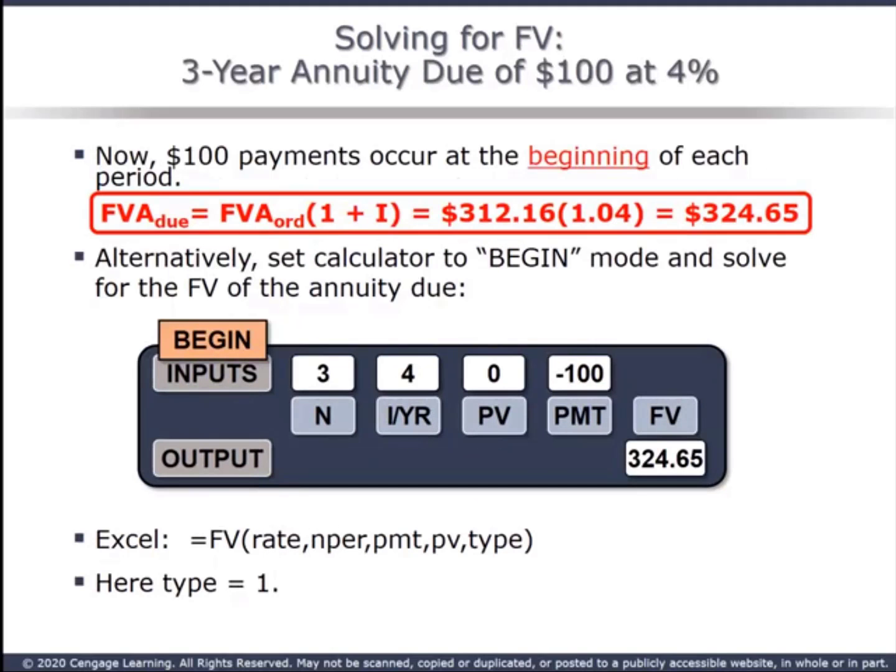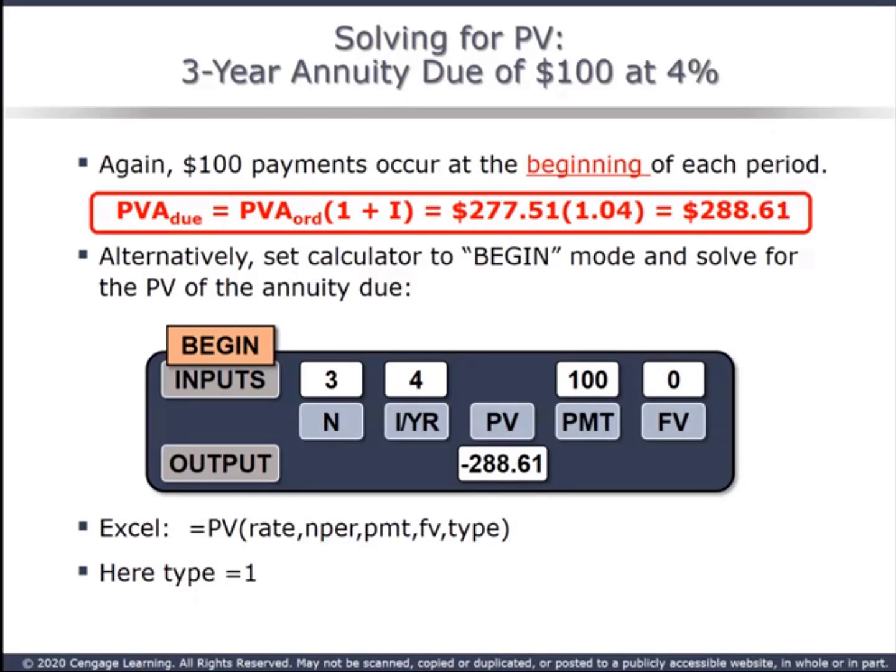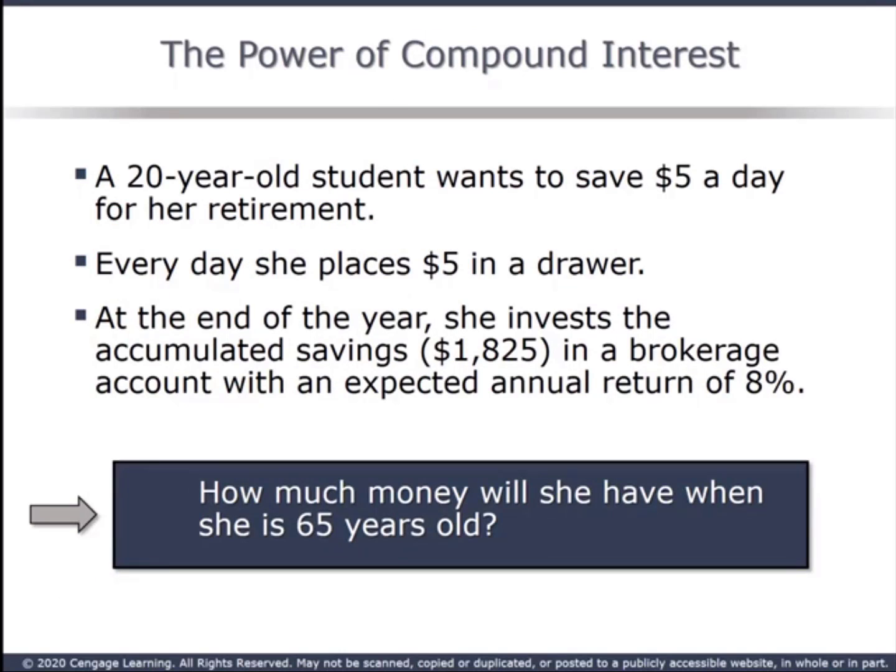On the next 2 slides, we'll look at the same 2 examples we just covered for ordinary annuities, but analyze them as annuities due. First, look at the equation and solution in the red box. We're using the fact that an annuity due is equal to an ordinary annuity times 1 plus the discount rate. Below, you can see where we changed the calculator setting to begin. Note that in Excel, the type is set to 1 to indicate an annuity due. Solving for the present value of an annuity due is handled in the same manner. Either the ordinary annuity times 1 plus the discount rate, or set the calculator to begin and set the type to 1.